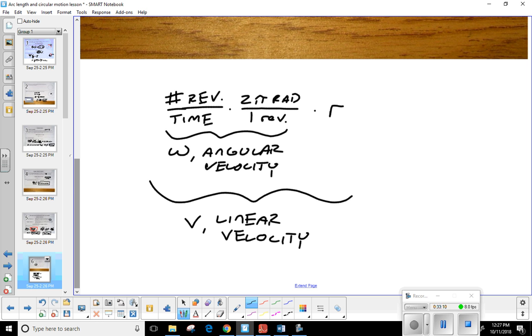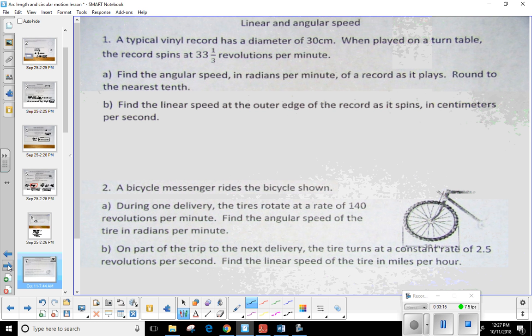So let's take a look at some examples. This is where that other page comes in. We're going to talk about some vinyl records for a second. And I think we'll have just enough time to at least get this first one started.